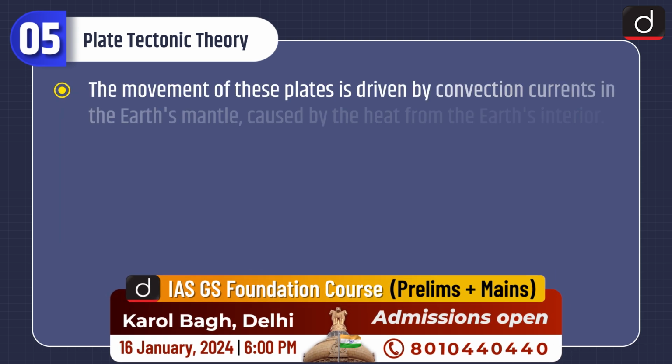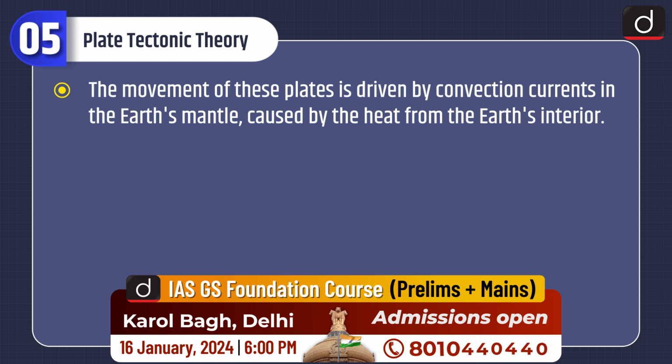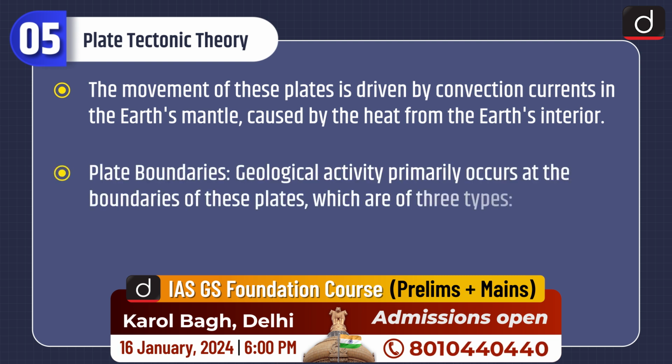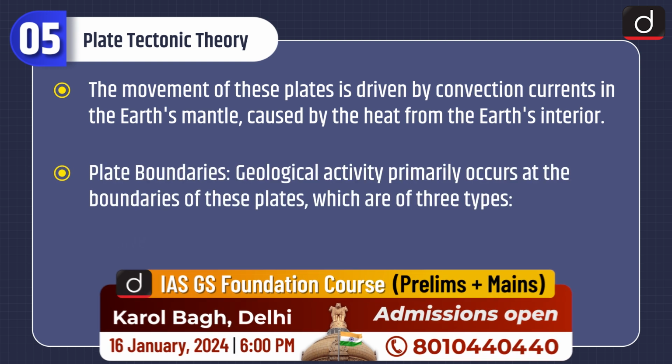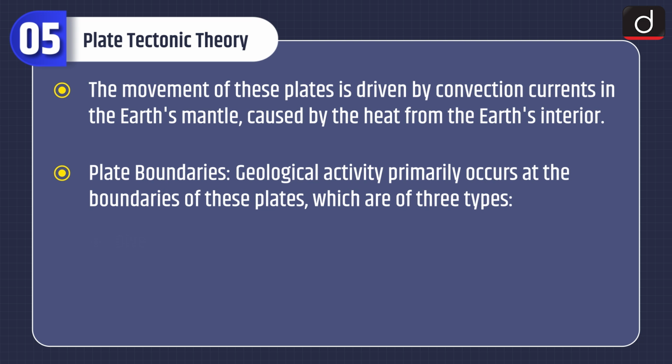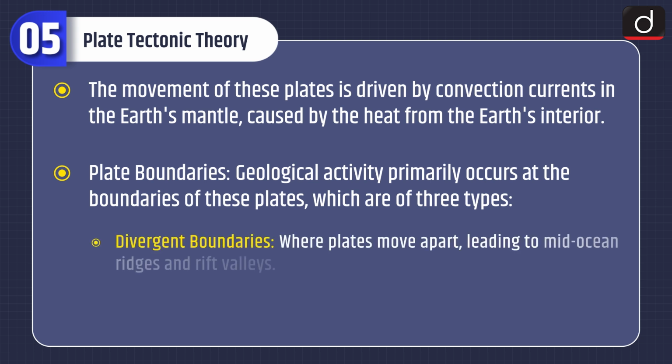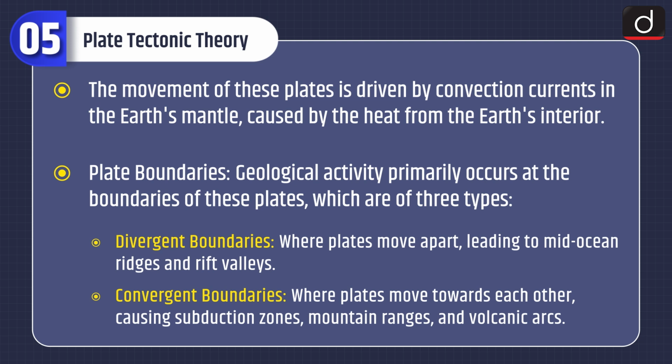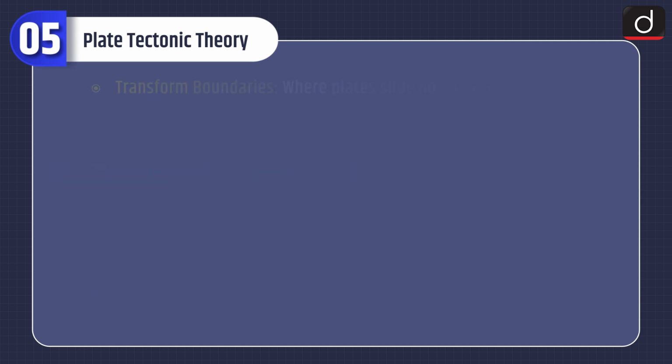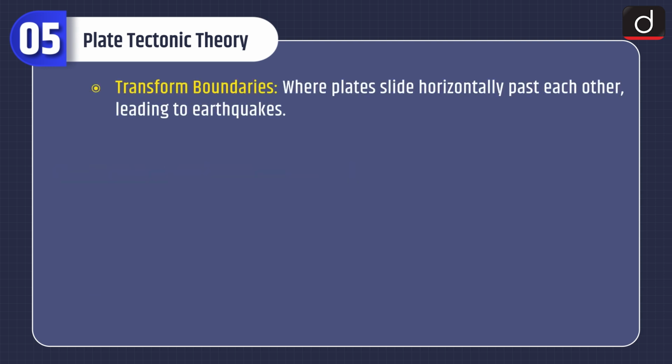The movement of these plates is driven by convection currents in the Earth's mantle caused by the heat from the Earth's interior. Plate boundaries. Geological activity primarily occurs at the boundaries of these plates, which are of three types. Divergent boundaries, where plates move apart, leading to mid-ocean ridges and rift valleys. Convergent boundaries, where plates move towards each other, causing subduction zones, mountain ranges, and volcanic arcs. Transform boundaries, where plates slide horizontally past each other, leading to earthquakes.